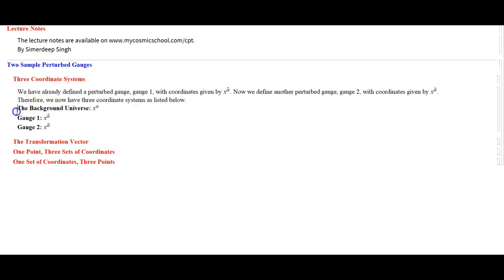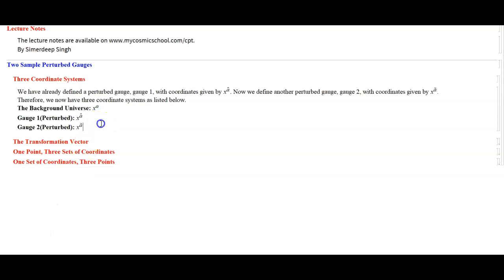First, for the background universe, we are going to denote the coordinates with x alpha. For perturbed gauge 1, its coordinates we are going to denote with x alpha caret. Gauge 2 is also perturbed and we are going to denote its coordinates with x alpha tilde.